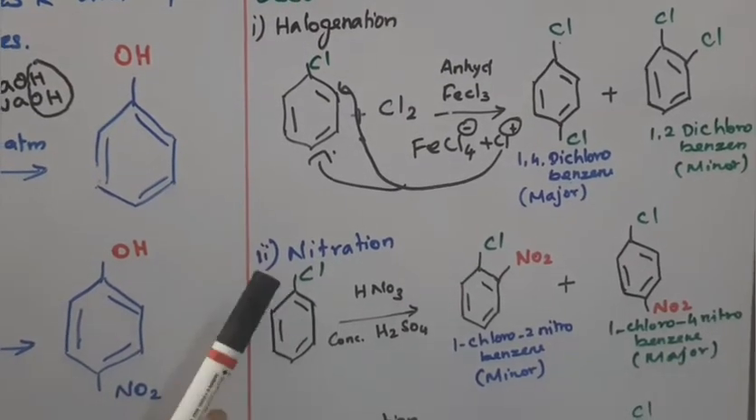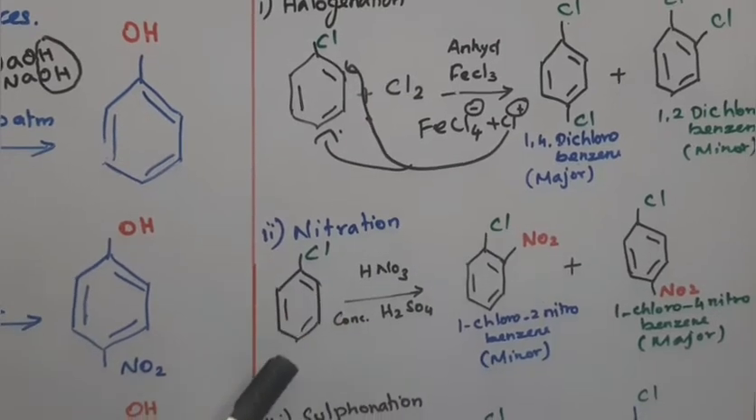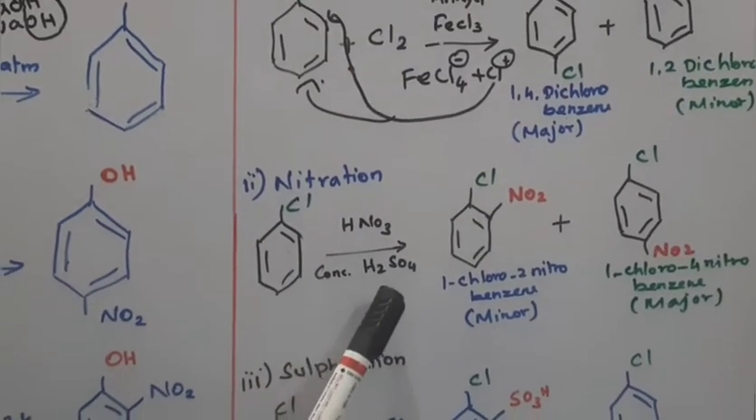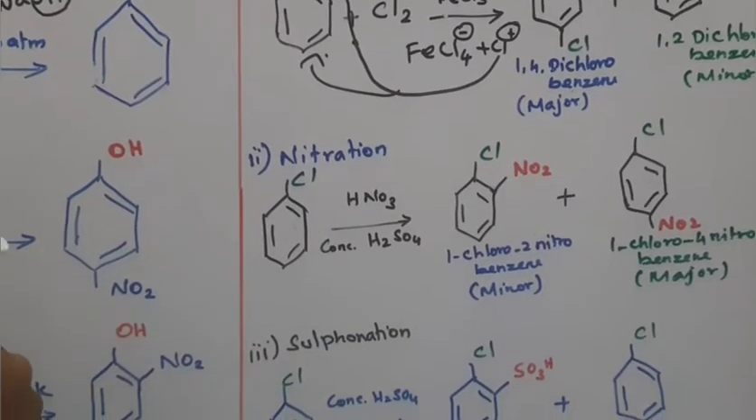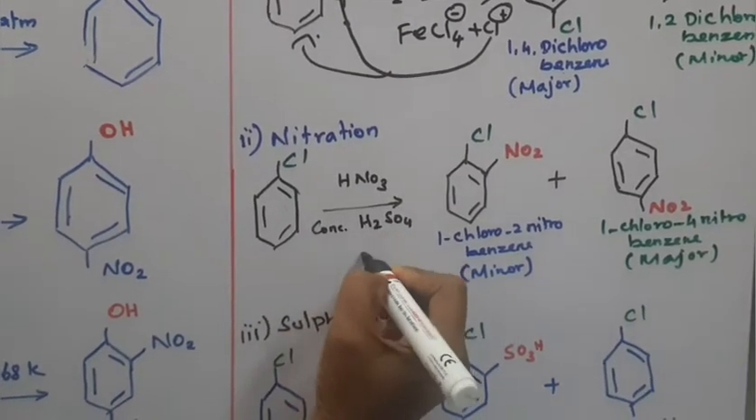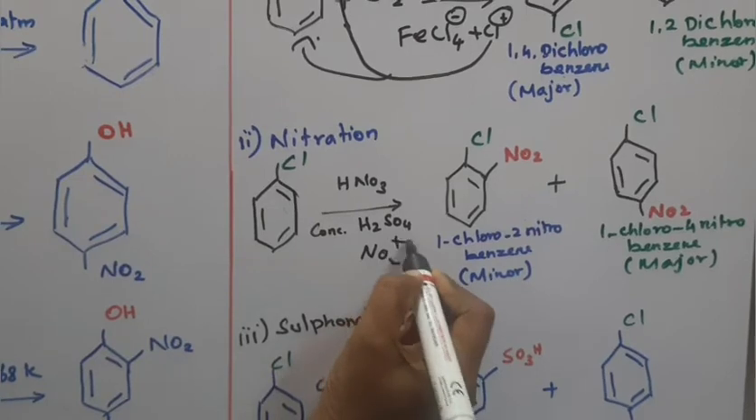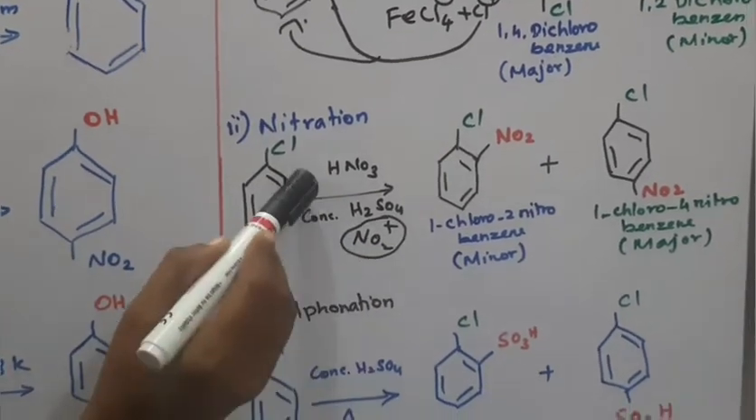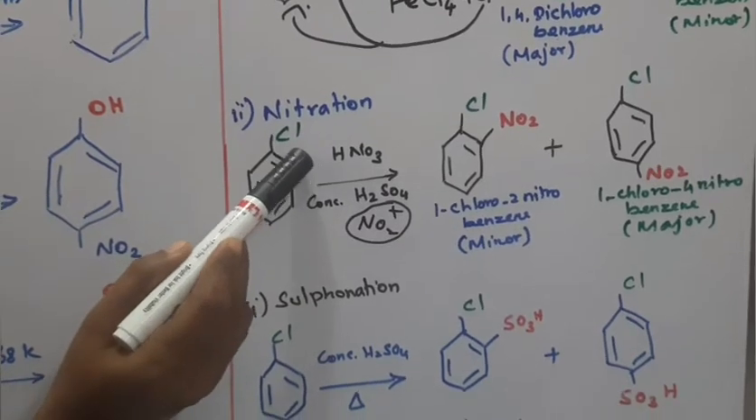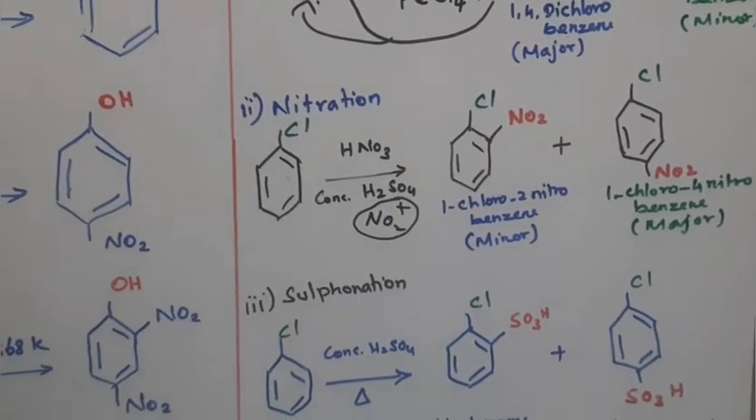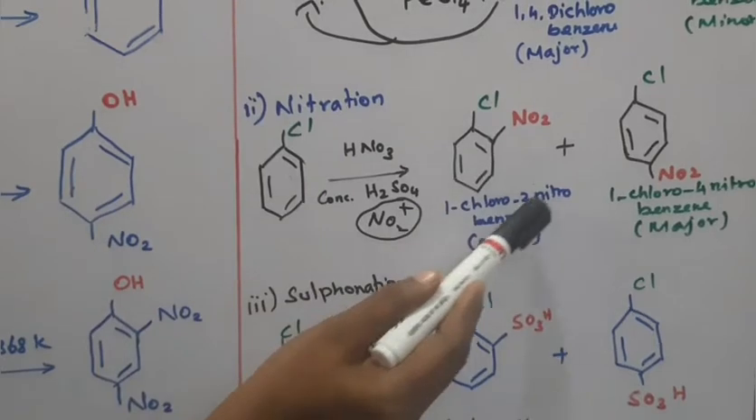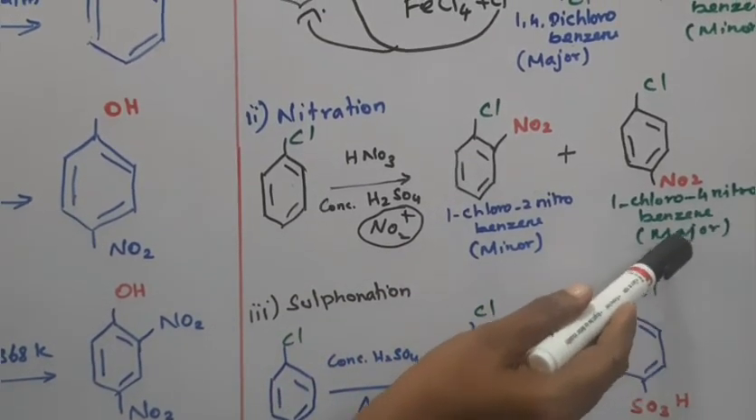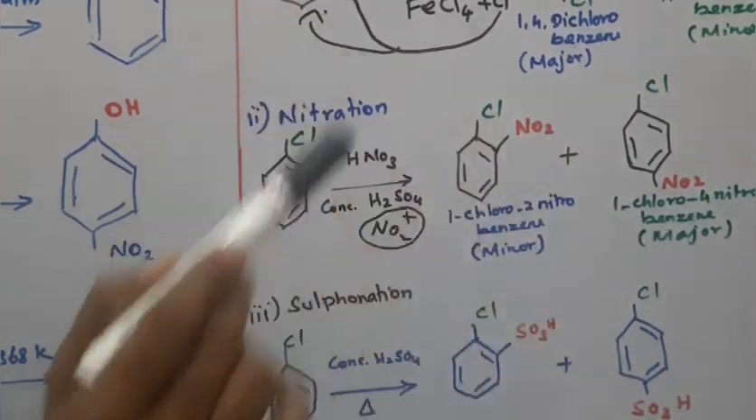Right. At the same time, nitration also takes place in the presence of conc. HNO3 plus conc. H2SO4. Here NO2 plus is the electrophile. This electrophile goes and attacks electron rich centers like the ortho and para positions. We can get 1-chloro-2-nitrobenzene and 1-chloro-4-nitrobenzene. The para position is the major product.